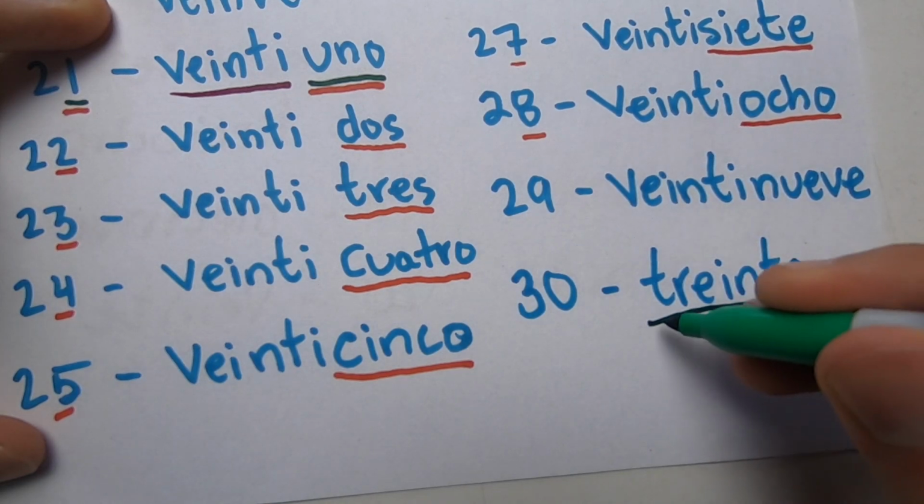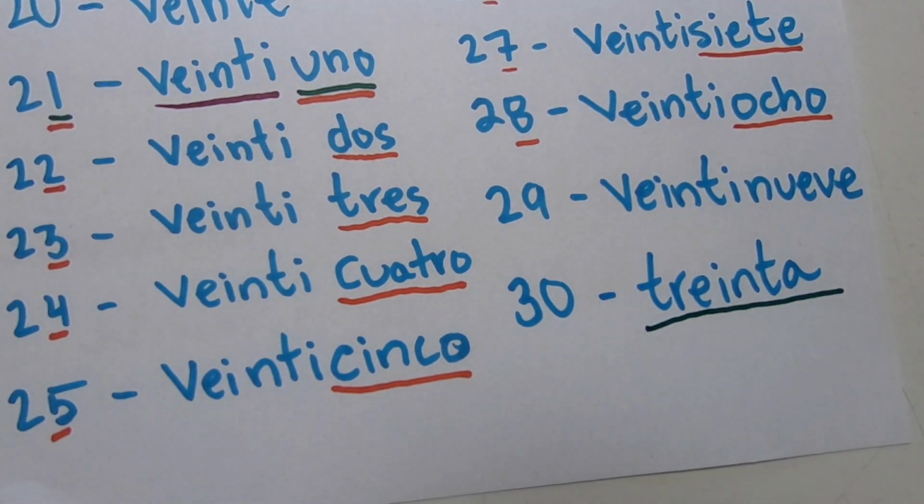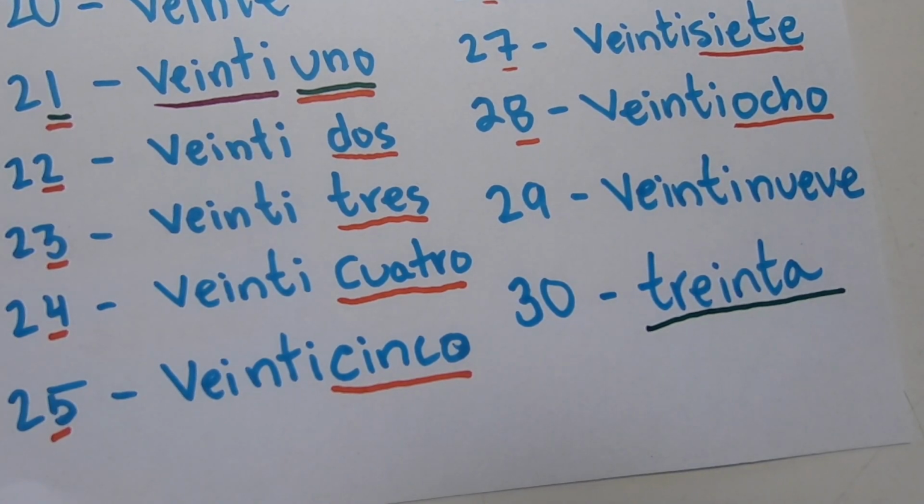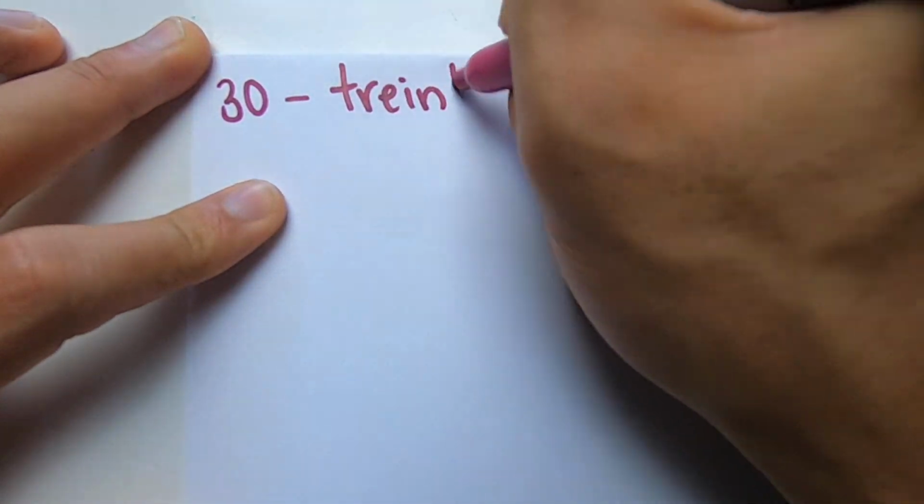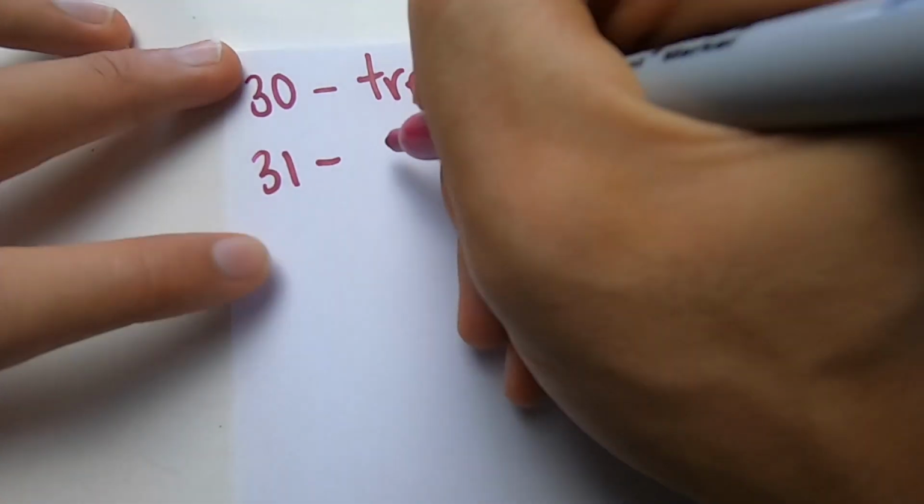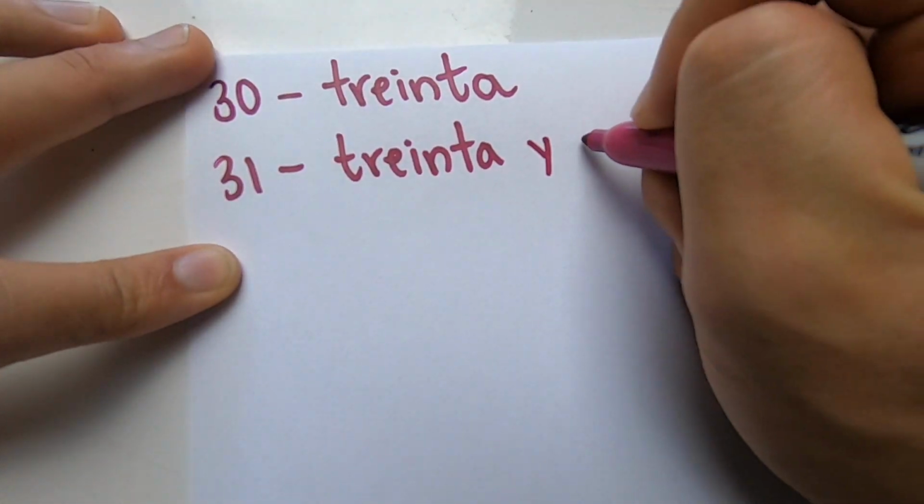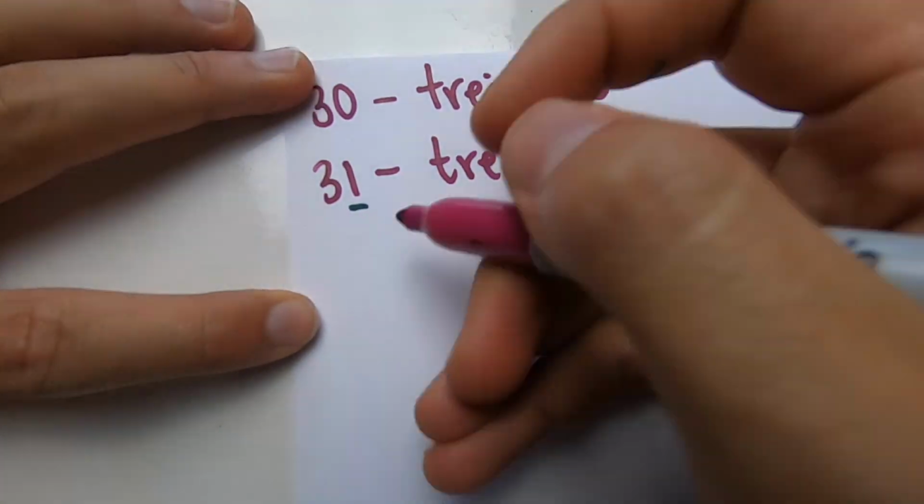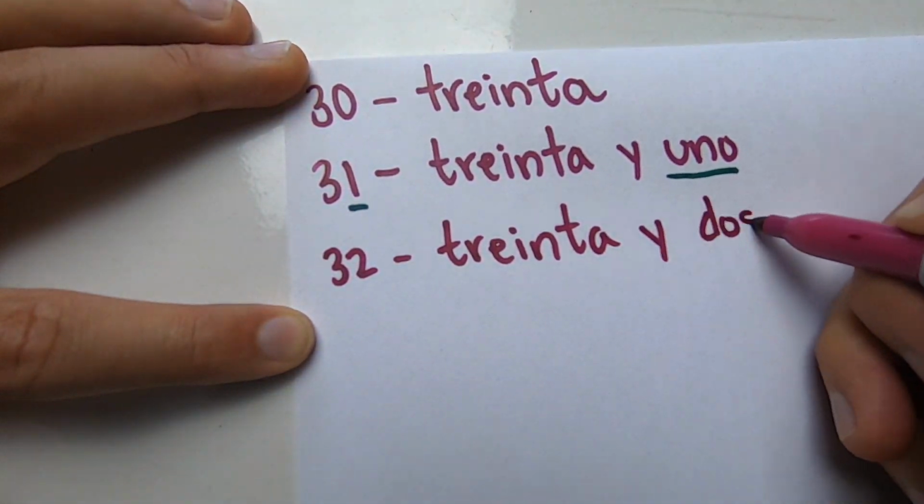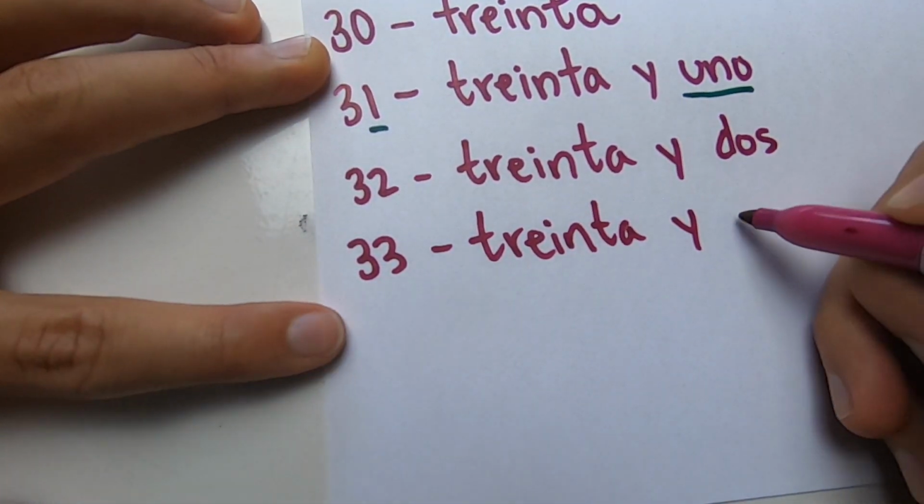Now, looking at 30, 30 also has a pattern just like 20. Let's take a look. In my opinion, I think it's way easier. Okay, so after 30, the I turns into a Y. What do I mean by that? So, okay, let's take a look at the root. 30. But if we want to say 31, all we have to take is the root, which is 30, add a Y, which is equivalent to "and," and then your base number, which is 1 through 9.